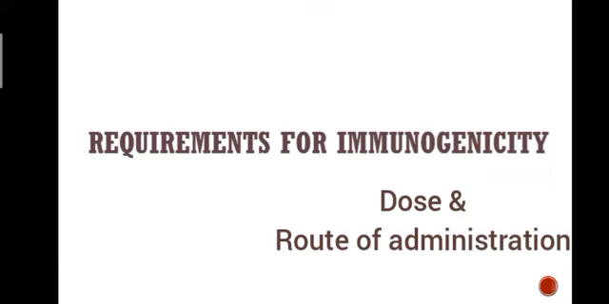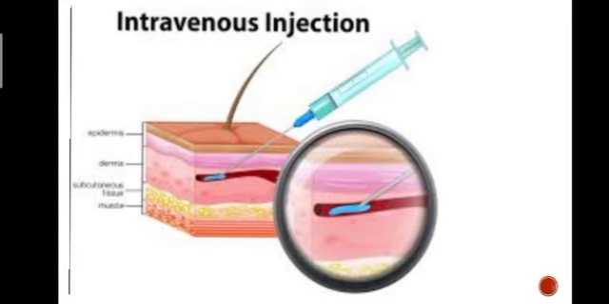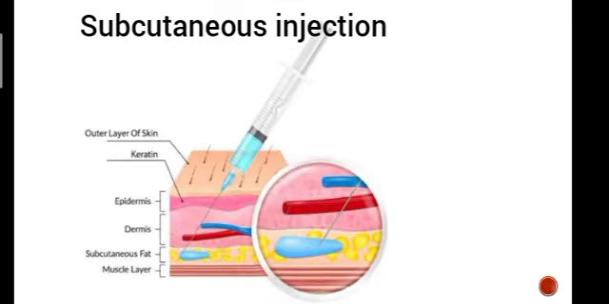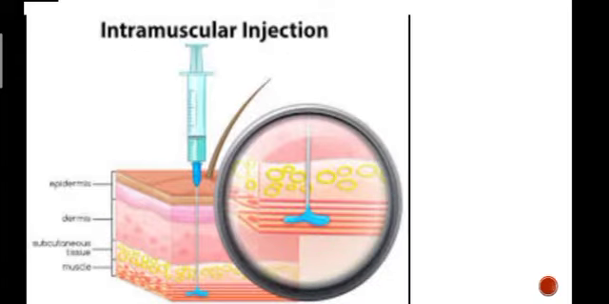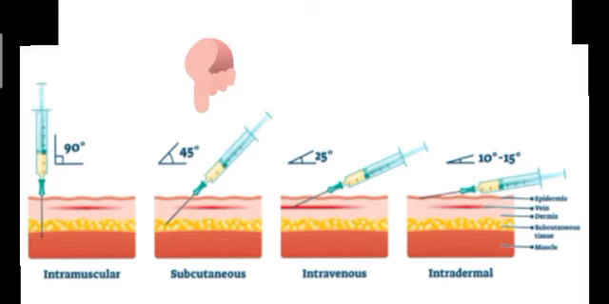Immunogens can be administered through a number of common routes. That is intravenous, which means into a vein. Intradermal, which means into the skin. Subcutaneous, which means beneath the skin. Intramuscular, which means into the muscle. An antigen administered via the most common route, namely subcutaneously, generally elicits the strongest immune responses.